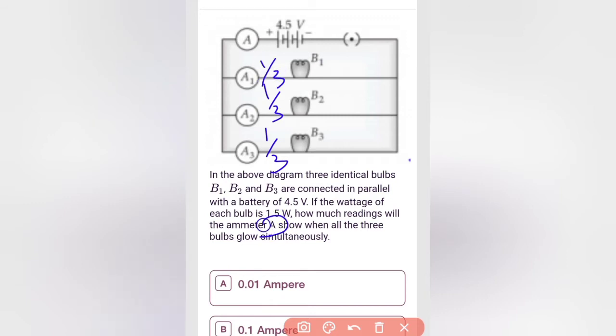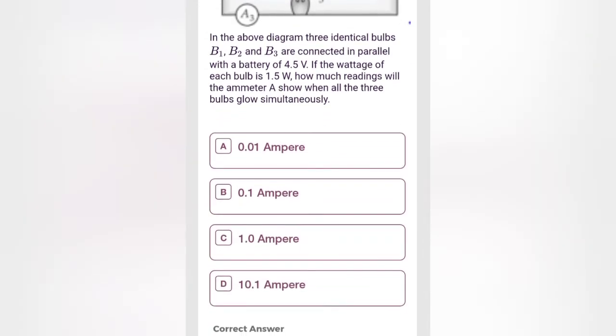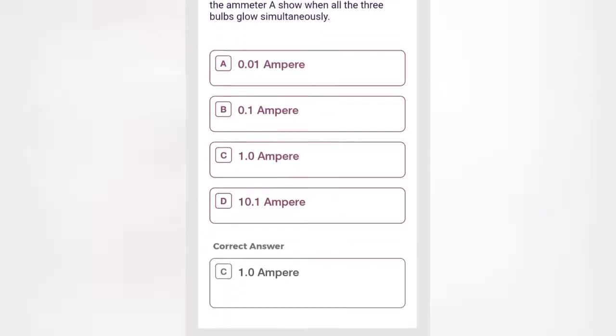So in the question they have asked, in the ammeter A, that means this ammeter. So that means you should add all these three. So when you take LCM of this, 1 by 3 plus 1 by 3 plus 1 by 3 is 1 amps. So the correct answer will be 1 amps. Option C is the correct answer.